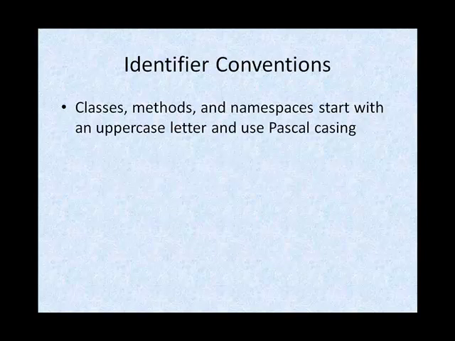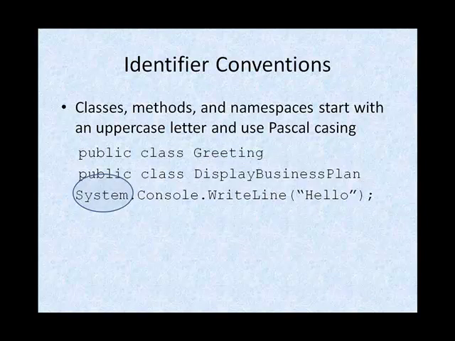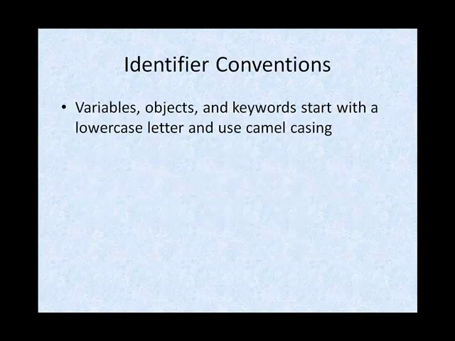Classes, methods, and namespaces all start by convention with an uppercase letter, and they use Pascal casing, which means each new word in the name also begins with an uppercase letter. So, for example, if you create a class named Greeting, public class Greeting, Greeting starts with a capital G. Or if you create a class DisplayBusinessPlan, each word in DisplayBusinessPlan begins with an uppercase letter. When you write System.Console.WriteLine("Hello"), the namespace, the class, and the method all start with an uppercase letter. When you write public static void Main, that method starts with an uppercase letter.